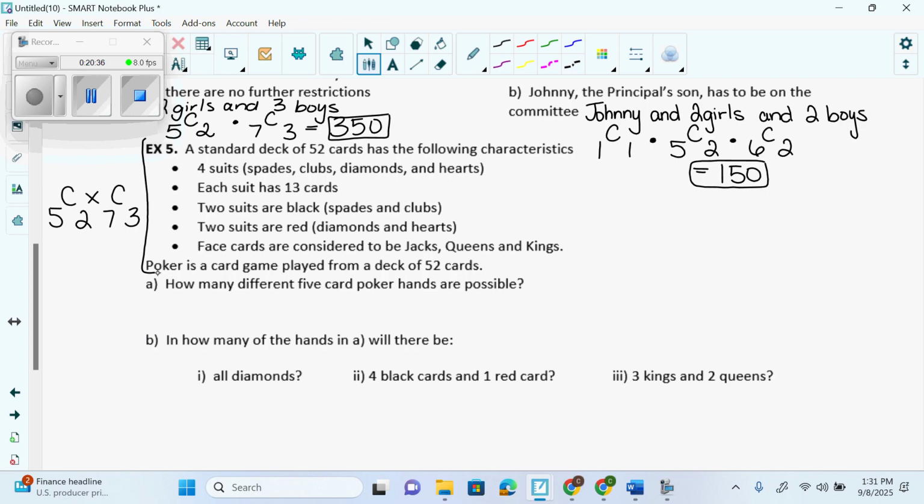Poker is a card game played from a deck of 52. How many different 5-card poker hands are possible? So we're choosing 5 from how many? 52. They didn't ask anything else. So 52C5.